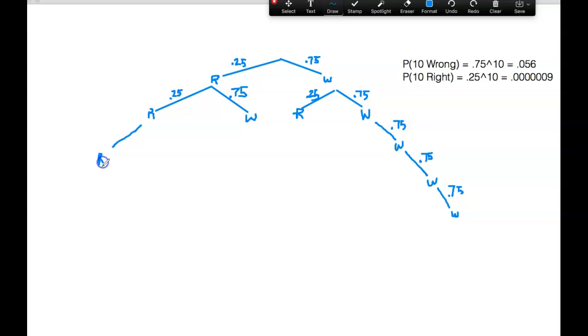3 right. 4 right. 5 right. 6 right. I don't have room for getting 10 of them right. It keeps going and going and going. But the theoretical probability is really small.